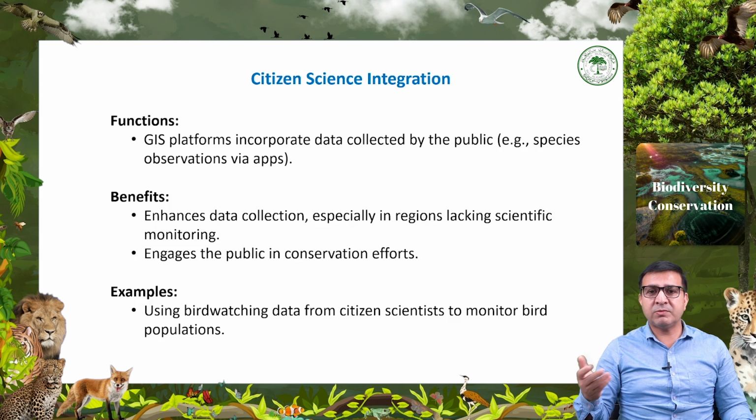For example, data from bird watchers across the world is used to monitor trends in bird populations. This can help us identify which species may be declining and where conservation efforts are needed. So this is another application, showing how we can use citizen science data in biodiversity conservation. This marks the role of public engagement in conservation efforts and helps bridge data gaps.